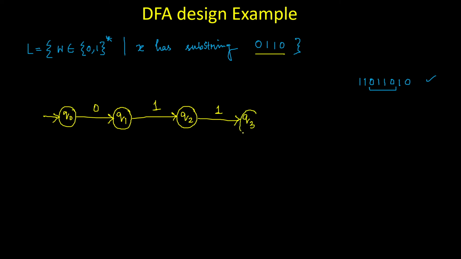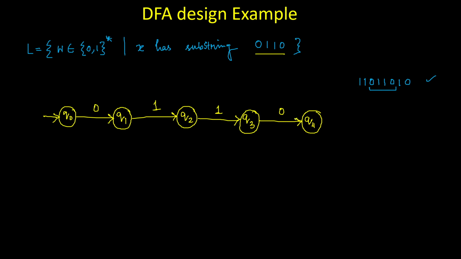Q3 and a dedicated 0, Q4. You see, if somehow I'm able to reach this Q4 state, it means surely I have encountered this 0, 1, 1, 0 in a proper order, exactly in the 0, 1, 1, 0 order I have seen, unless it is not possible to reach here. That means I have already seen this substring.